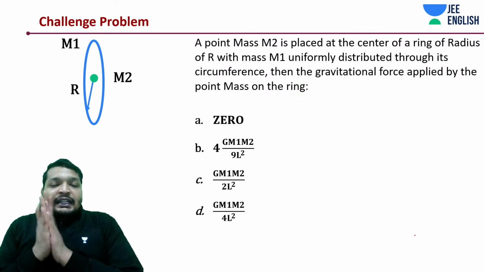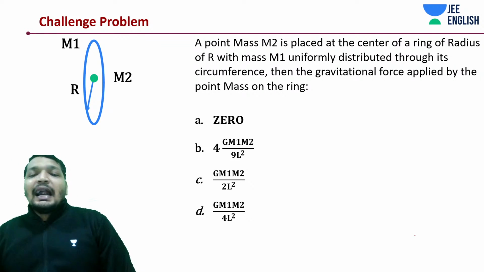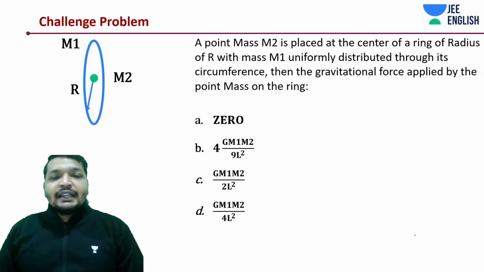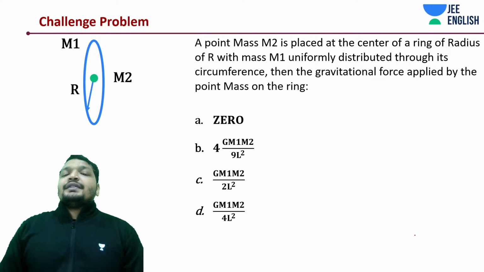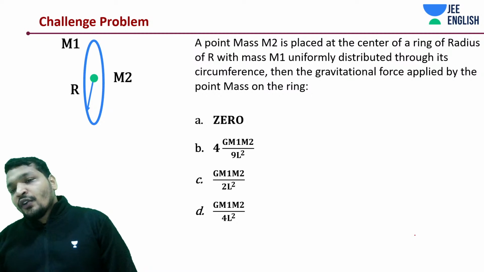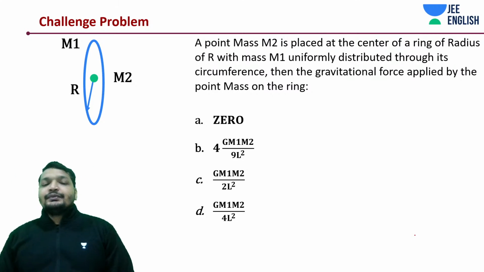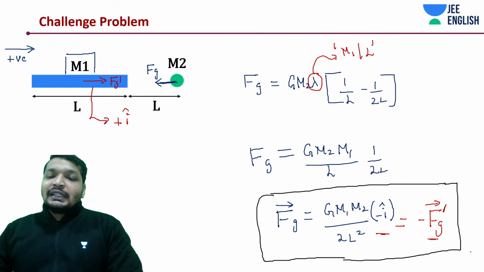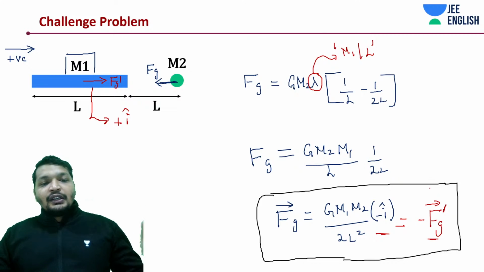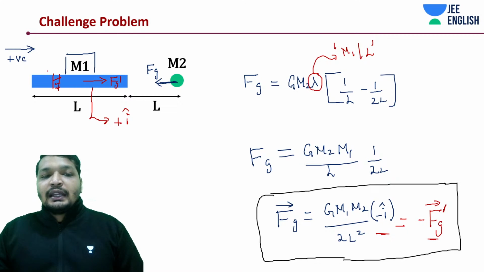So yes guys, start guessing this problem. A point mass M2 is placed at the center of a ring of radius r with mass M1 uniformly distributed throughout its circumference. Then the gravitational force applied by the point mass on the ring is what? If you are even a little skeptical about this result, you can do the integration, the reverse way around. You take a small element over here, at some distance, and take this as dm.